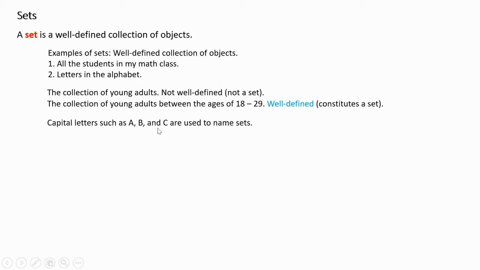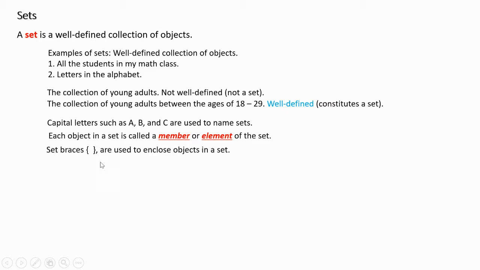Okay, capital letters such as A, B, and C are used to name sets. Each object in a set is called a member or element of the set. The set braces are used to enclose objects in a set. Okay, this is an example. This is set A. Right? Set A consists of elements 3, 4, and 5.